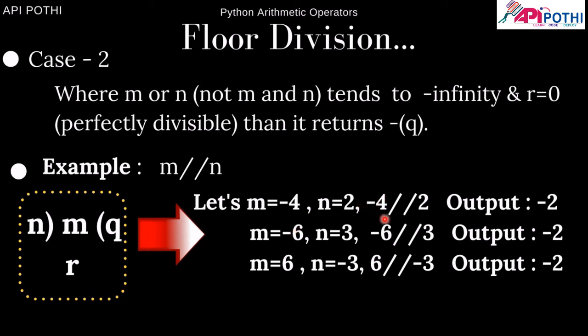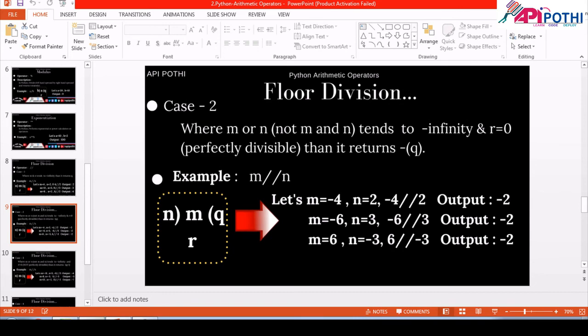So 4 floor division 2: the floor division equals minus q. 4 divided by 2 is 2 times, we just keep the minus. 6 divided by 3, 2 times, we put the minus 2. So here are two conditions: m or n, either one, and it should be perfectly divisible. Now coming to case 2.